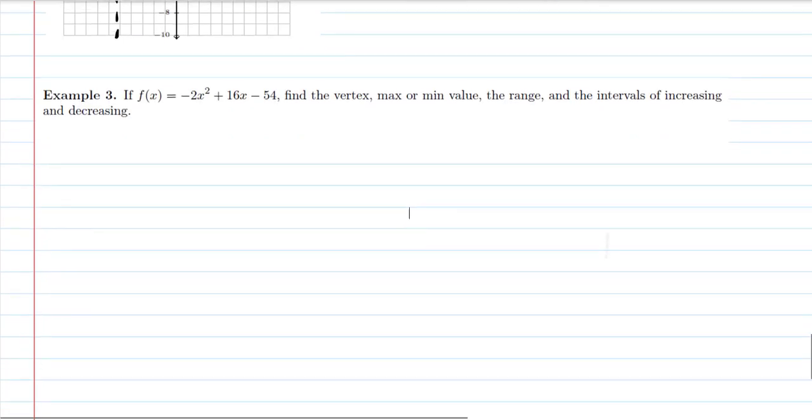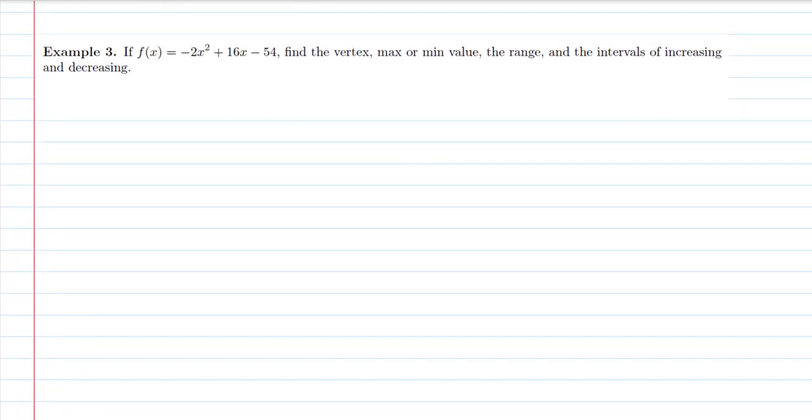All right, so for example number 3, given f of x, we want to find the vertex, the max or the min, the range, and the intervals of increasing and decreasing. So we need to find the vertex. So we identify A, B, and C. Our A is negative 2, our B is 16, and our C is negative 54.